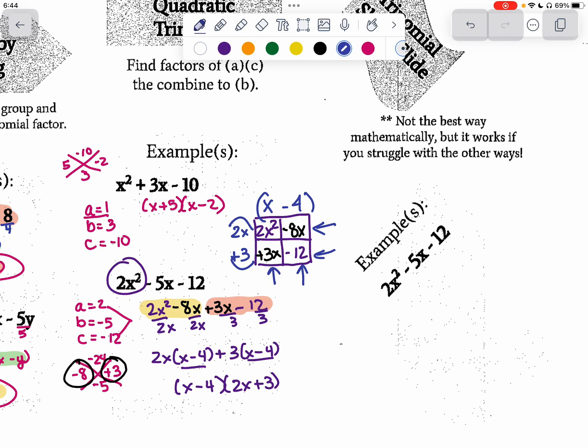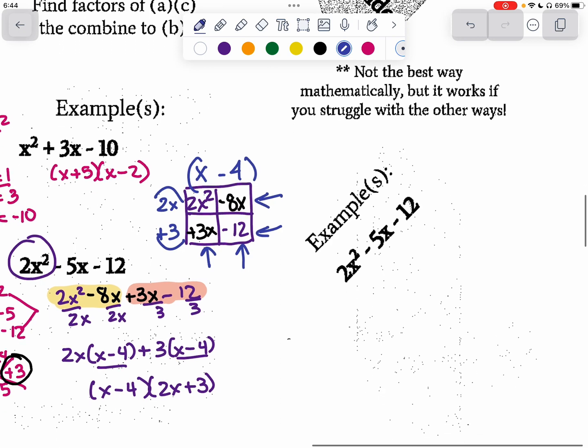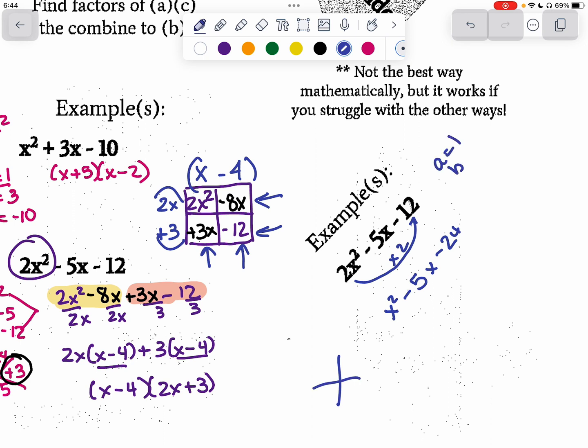And then finally, I showed you a slip and slide way. If you really struggle with factoring, this way will work. It's not very mathematically sound, but it works. So we're going to slip this 2 down here with the 12, and it's going to become x squared minus 5x minus 24. We're just going to multiply that negative 12 by the 2. And then this is an AC equals 1 factoring problem. So we have A equals 1, B equals negative 5, C equals negative 24. So the two numbers that multiply to give me negative 24 that add to give me negative 5 are negative 8 and positive 3. So then I factor negative 8, x plus 3.